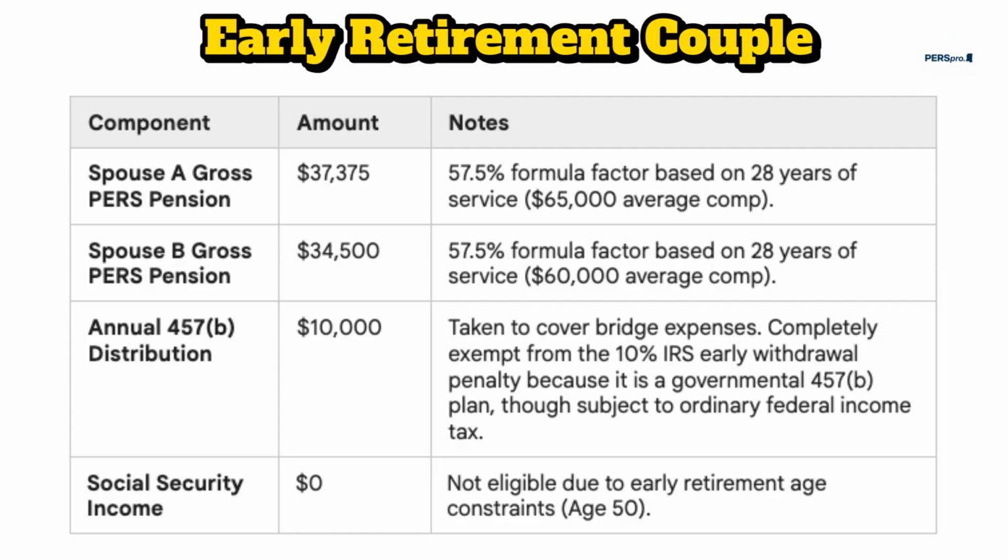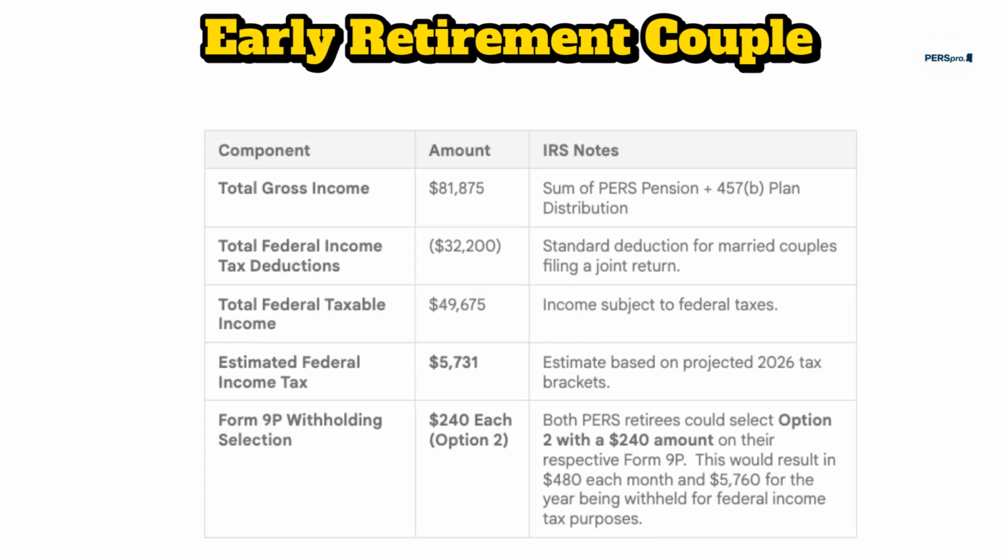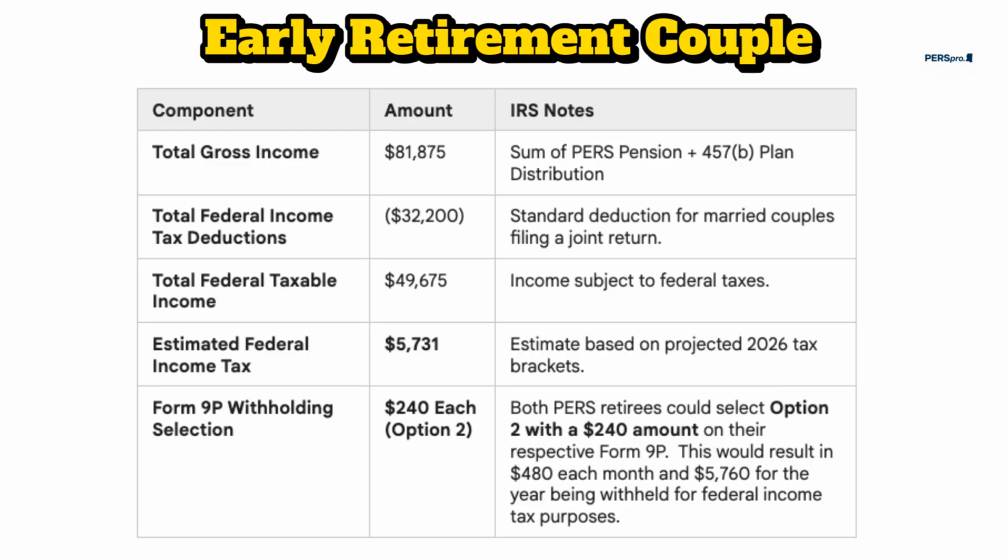Assume we have 2 dedicated public employees who both hit a 28-year service milestone concurrently at age 50 and decided to retire early from PERS. They had a combined highest average compensation of $125,000. Spouse A was $65,000 and spouse B was $60,000. They also have a combined $100,000 balance in deferred comp 457B plans and take $10,000 in annual distributions from the 457B plans. Here, our PERS couple starts with a total gross income of $81,875, which includes both PERS pensions plus their 457B plan distribution.